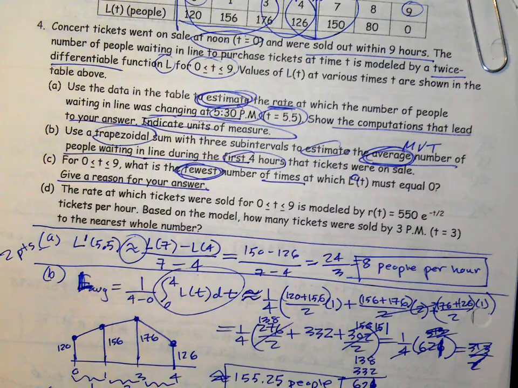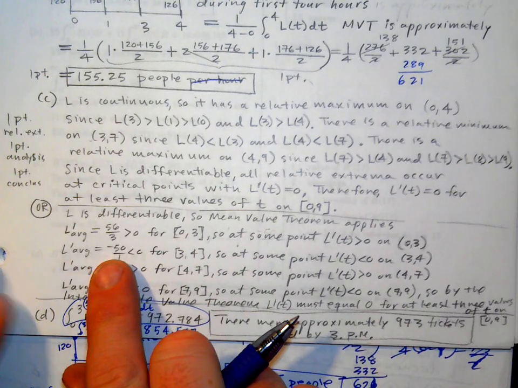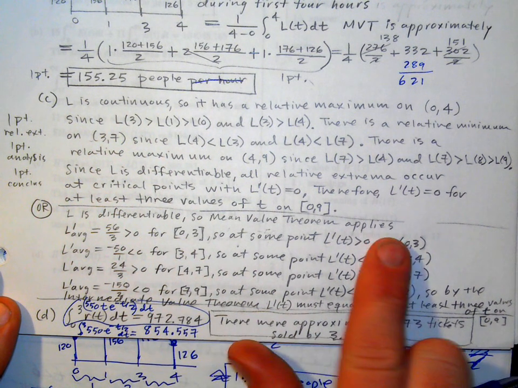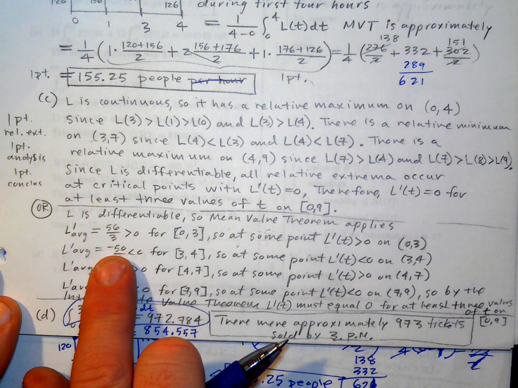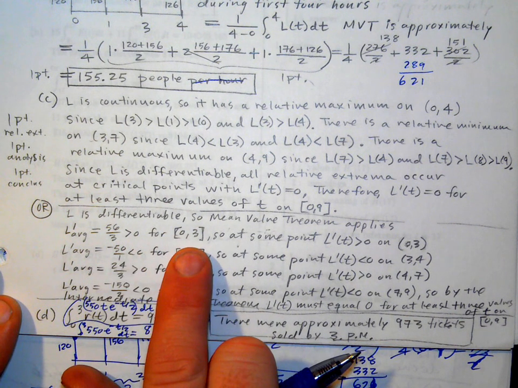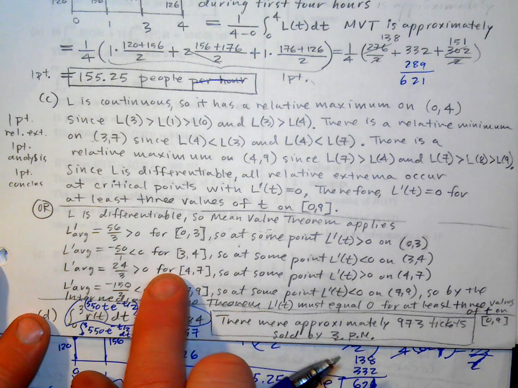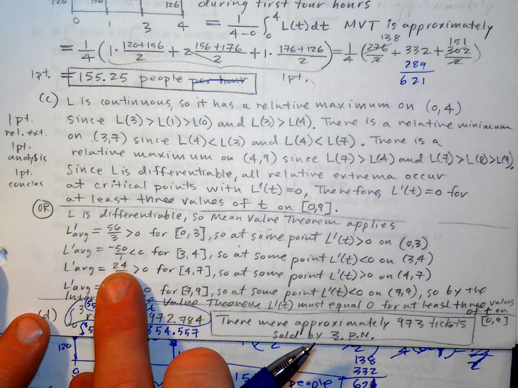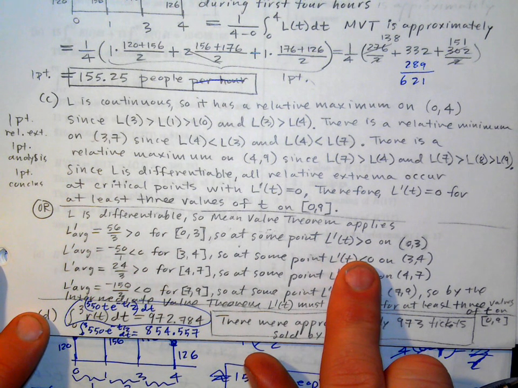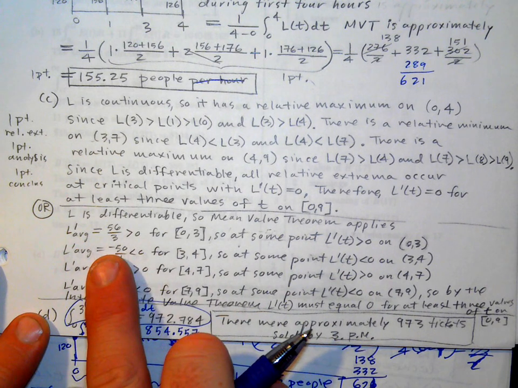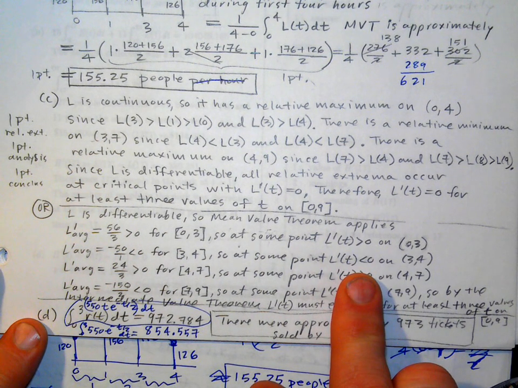Oh yeah, here's the explanation I was going for. So I have two of them. If you look in the notes, L is differentiable, so the mean value theorem applies. L prime average equals 56 over 3 from 0 to 3, which is positive. And then from 3 to 4, it's negative. And so at some point, the actual slope had to be 56 over 3. That's just the mean value theorem for derivatives at some point. And it had to be positive. It had to be negative.